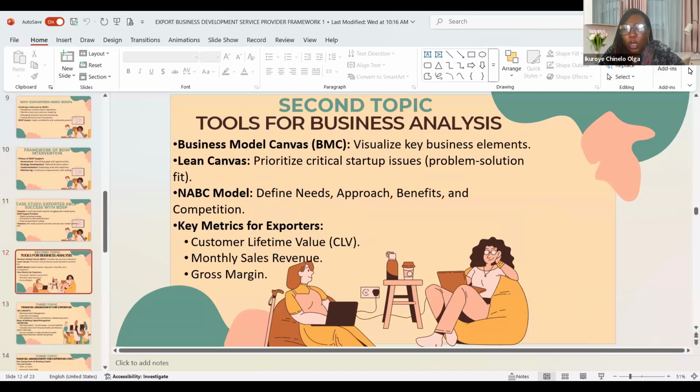So it brings us now to the second topic, which is tools for business analysis. And I want us to talk about these tools. The first is the business model canvas. This business model canvas is for visualizing key business elements and cash flow forecasting, because you need to predict your inflow and outflow. So what the business model canvas does for you is to predict what your inflow is and what your outflow is. Very important tool for your business.